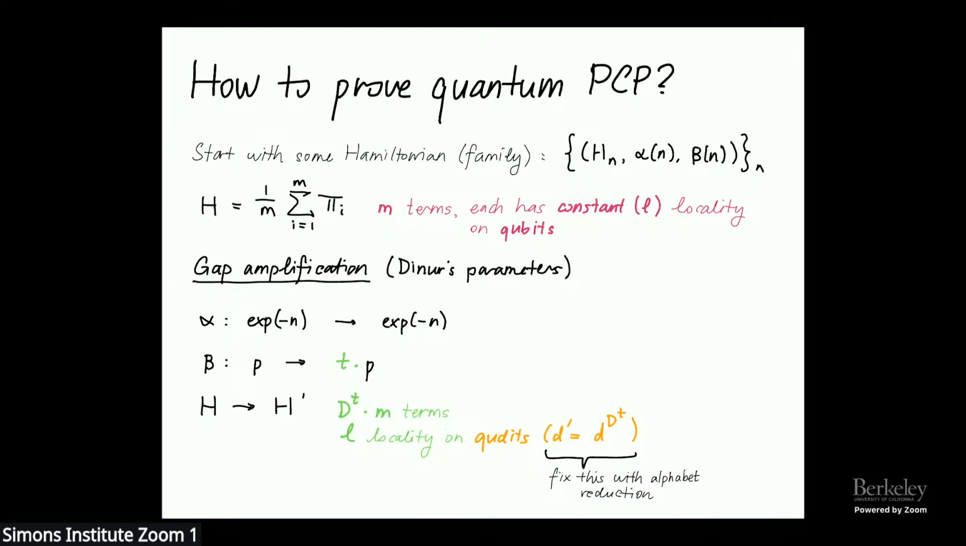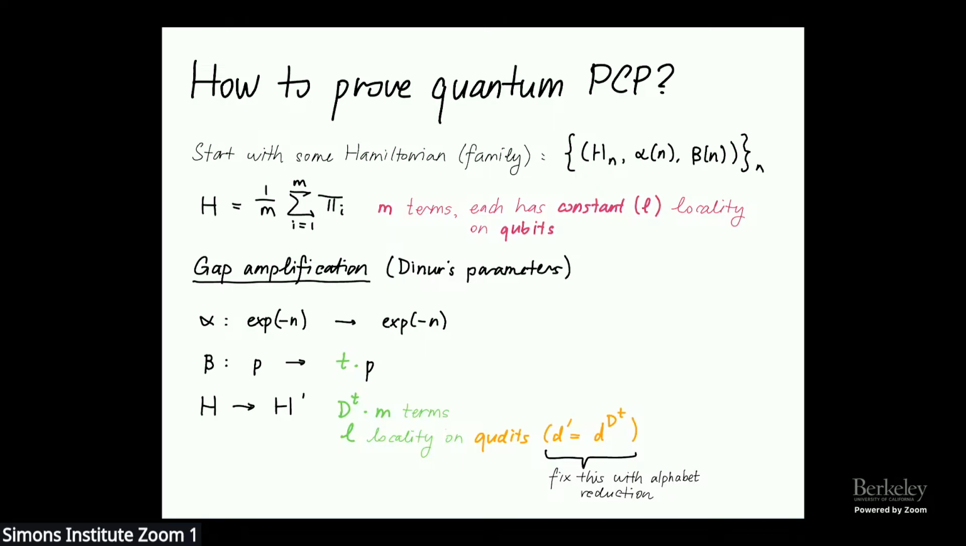Gap amplification is a procedure that takes such a thing and maps it to a new Hamiltonian family, where the family also includes the parameters alpha and beta. We assume that we begin with beta minus alpha being 1 over poly, because that's the regime which Kitaev's circuit Hamiltonian reduction shows is QMA-complete. I'm also going to assume that alpha is exponentially close to 0, and beta is 1 over poly. That's the regime we're looking at. This is basically without loss of generality, but for simplicity.